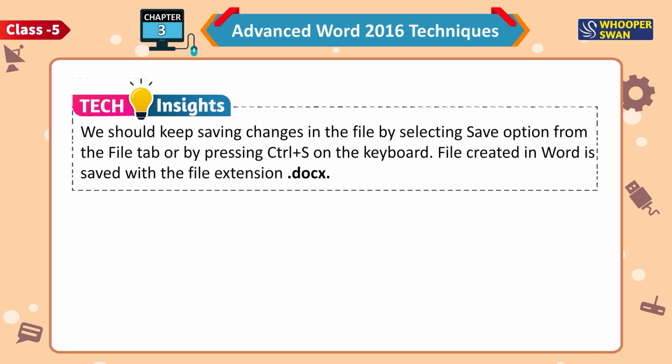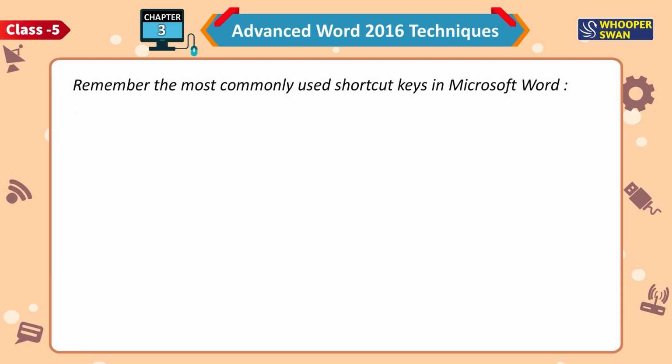Tech Insights. We should keep saving changes in the file by selecting the Save option from the File tab or by pressing Ctrl+S on the keyboard. A file created in Word is saved with the file extension .docx. Remember the most commonly used shortcut keys in Microsoft Word.